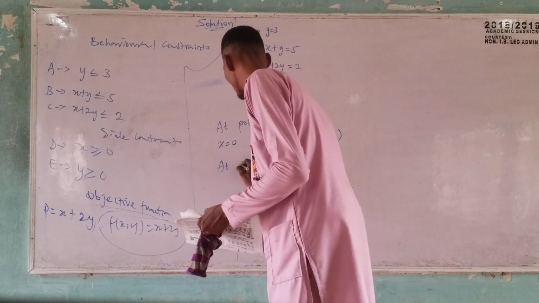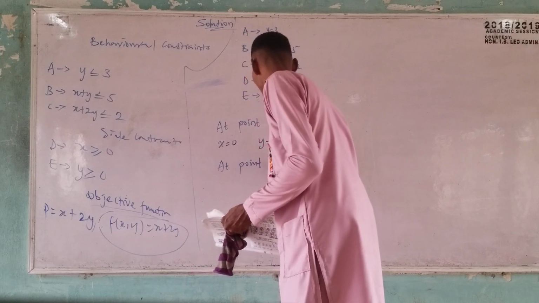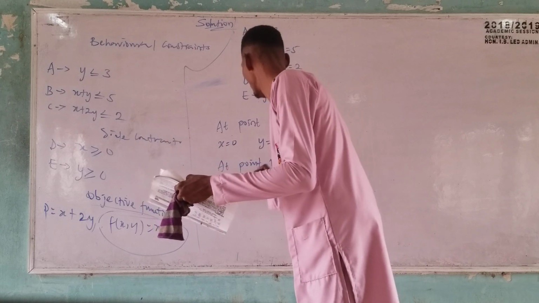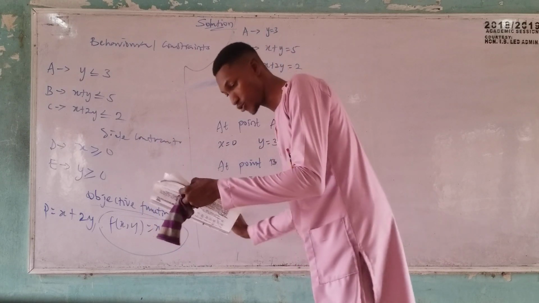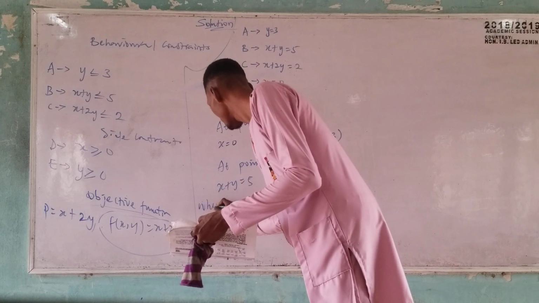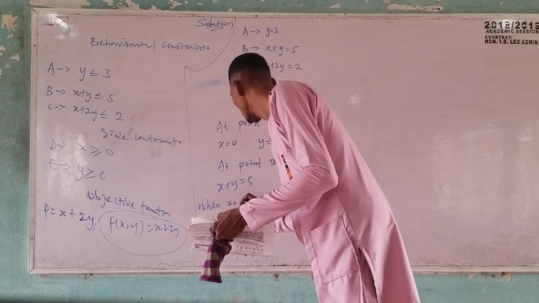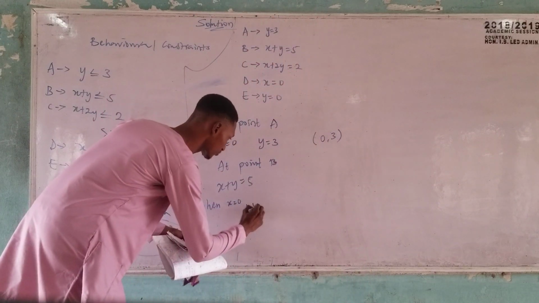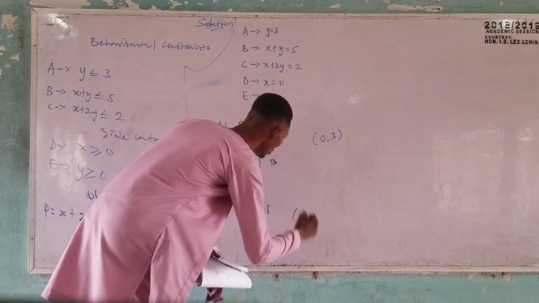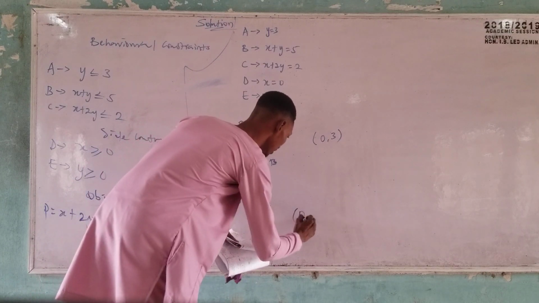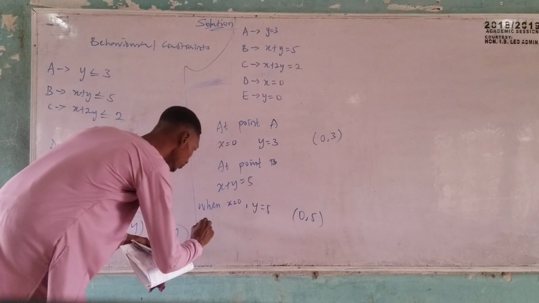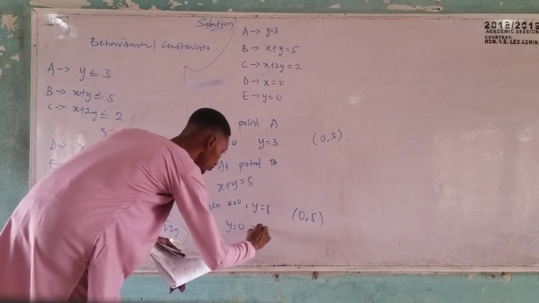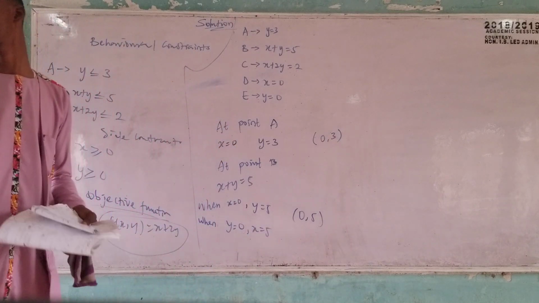So second thing, at point B. What do I have? At point B, I have the equation x plus y equals 5. So what do I do next? I put x equal to 0. Let's write, don't miss that, equal to 5. Just write, because there's not much time.